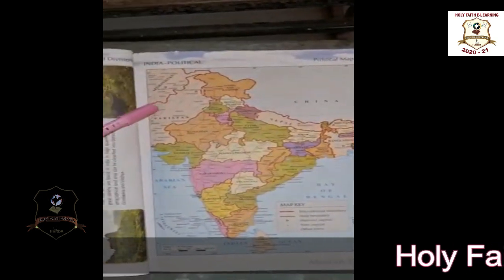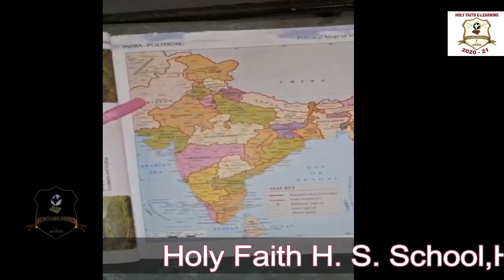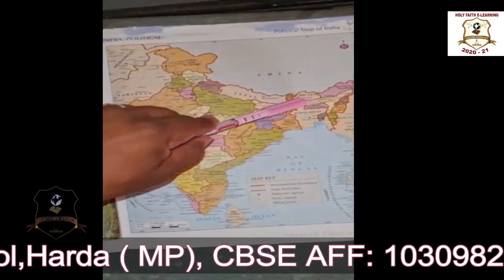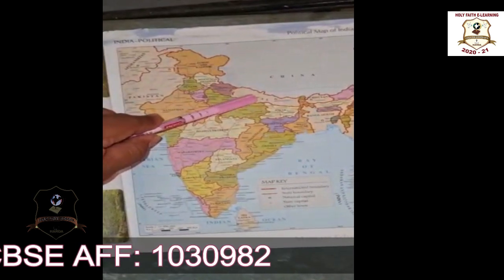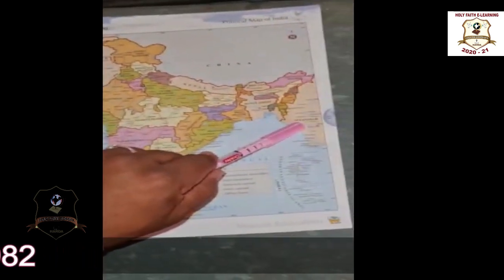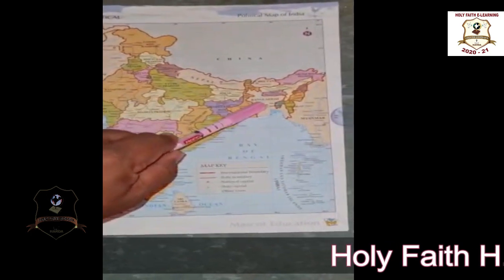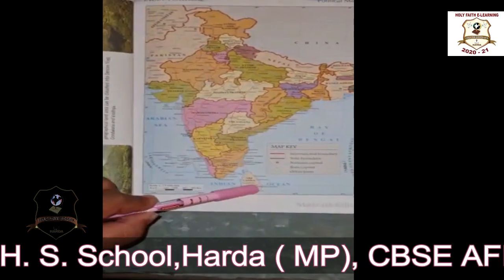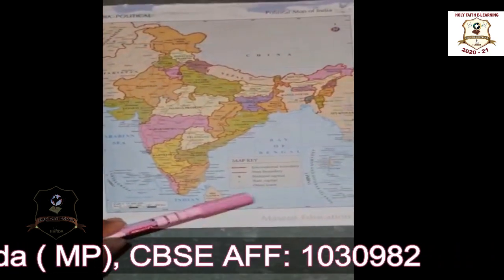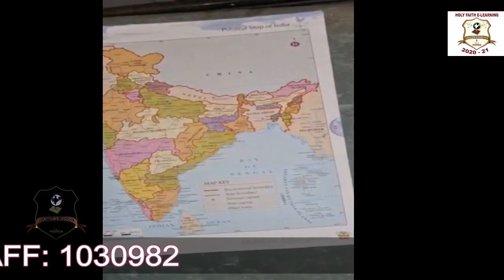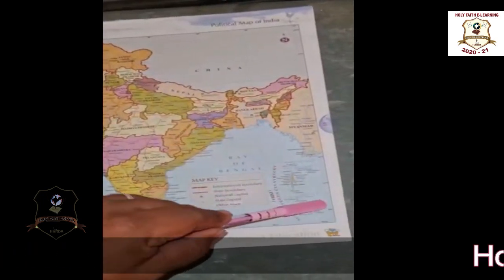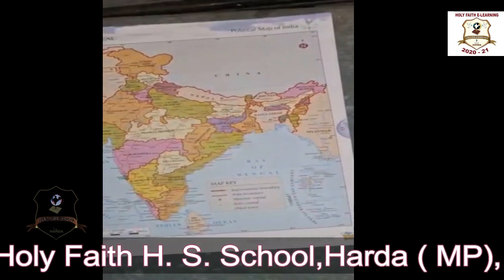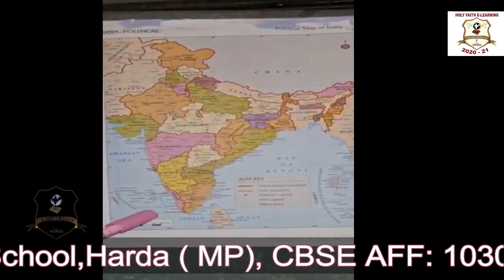Afghanistan, Pakistan, China, Bhutan, Nepal, Myanmar, Bangladesh, Maldives and Sri Lanka. India is also blessed with island groups of the Andaman and Nicobar Islands in the east and the Lakshadweep Islands in the west.